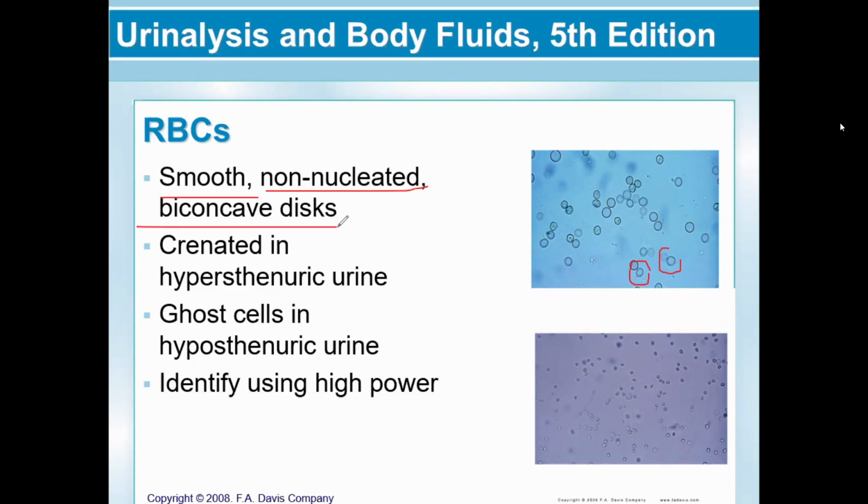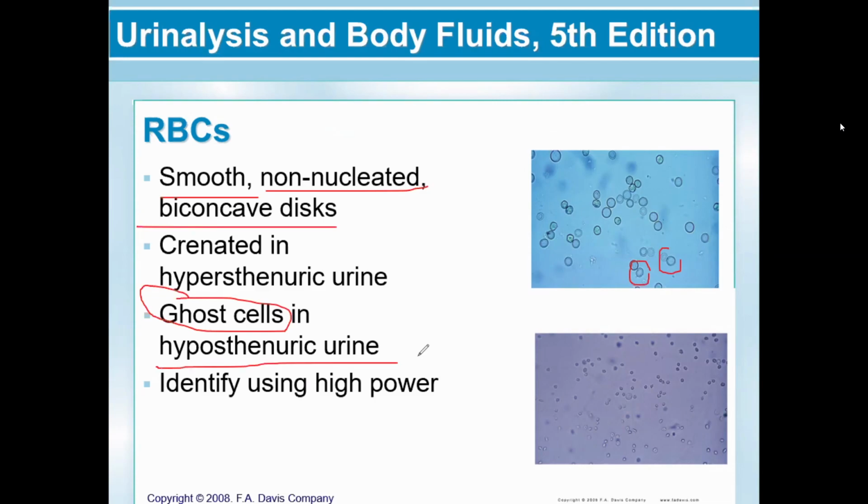Guys, if there are crenated red blood cells, we usually see them in hypersthenuric urine. Check the specific gravity. If it's too high, that's the reason why they are crenated. We have some crenated RBCs here, but they are small so we can't appreciate them much. And then we also have your ghost cells. Ghost cells look very hollow, like round, empty cells. And you have to check the specific gravity. You'll see it's too low, it's hyposthenuric.